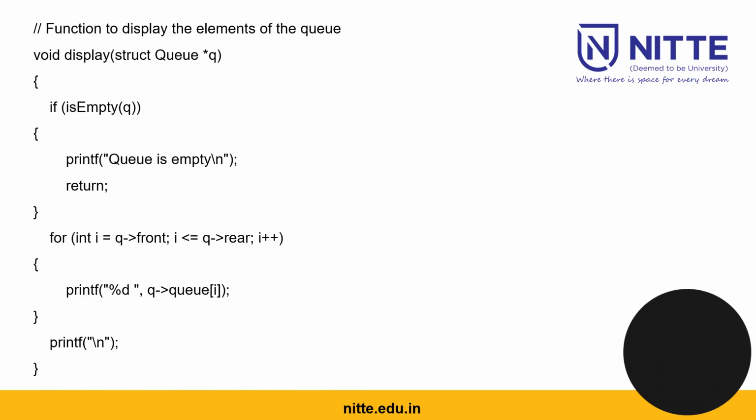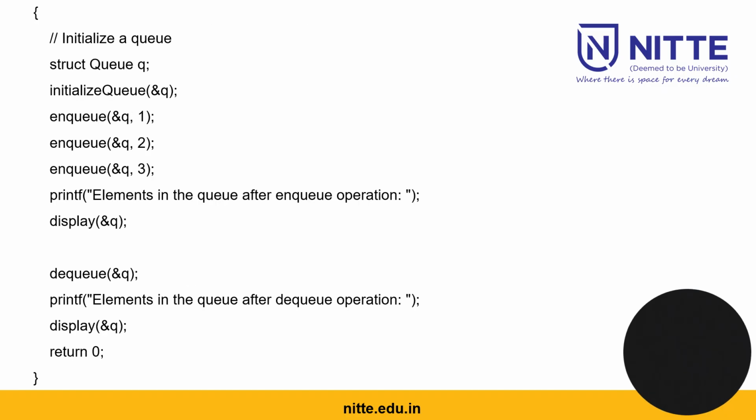That will be printed first. Next I will increment it, then the next value will be printed. Again it will increment, and it will print till it reaches the rear end. Once i becomes greater than q->rear, it will stop printing. This is the display operation of a queue. Now we have to initialize the queue. So struct queue, initialize the queue.